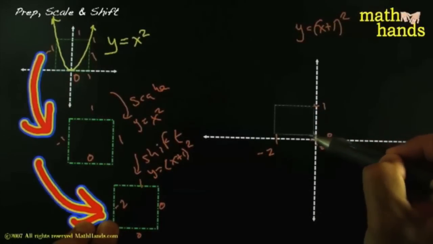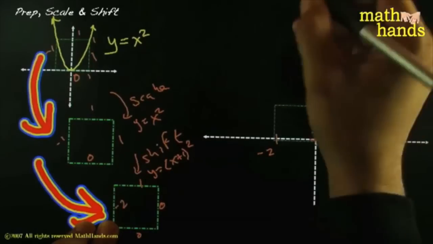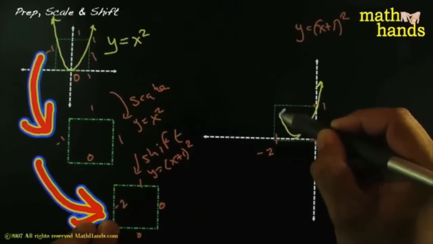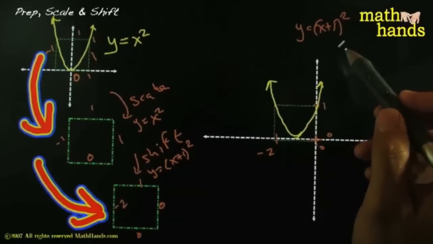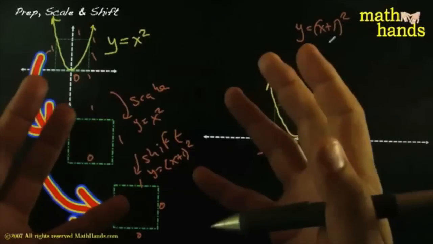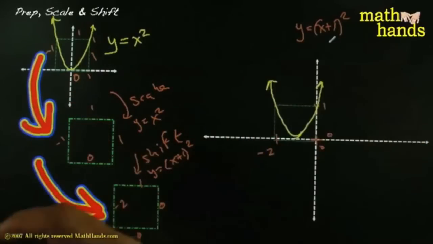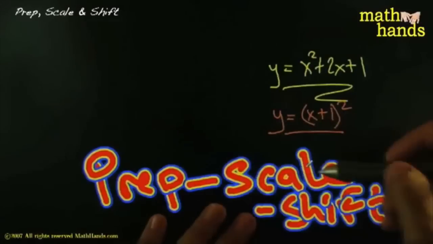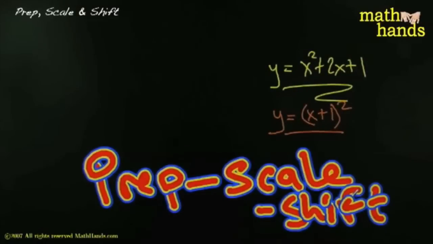It's nicely, that's close enough, and then we just draw our graph there. This is just a shift, no flipping going on here, and there you go. That right there, my friends, that's the essence of today's lesson. It's called prep, scale, and shift.